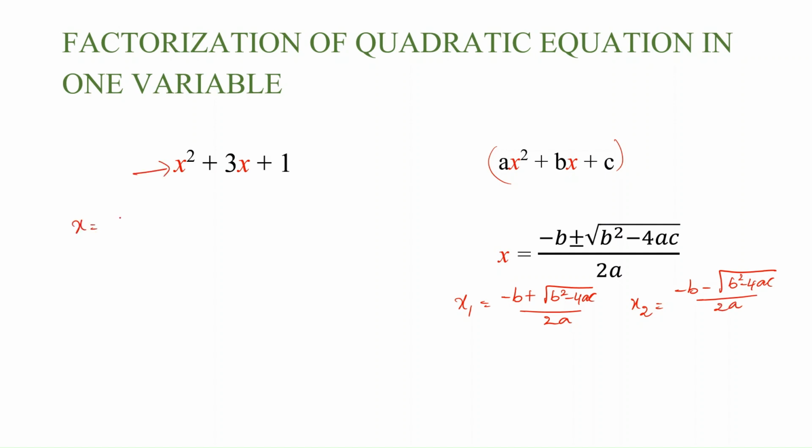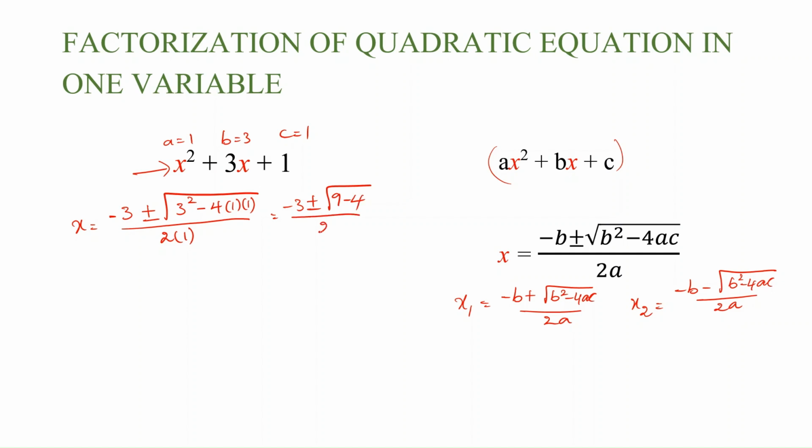Let x equal to, in place of a we have 1, in place of b 3, and in place of c again it's 1. Minus b means minus 3 plus or minus root b square, that is 3 square, minus 4 into a, which is 1, c which is 1, upon 2a, 2 into 1. This gives minus 3 plus or minus 3 square is 9, 4 into 1 is 4, upon 2 into 1 is 2. That is nothing but minus 3 plus or minus root 9 minus 4, which is 5, upon 2.